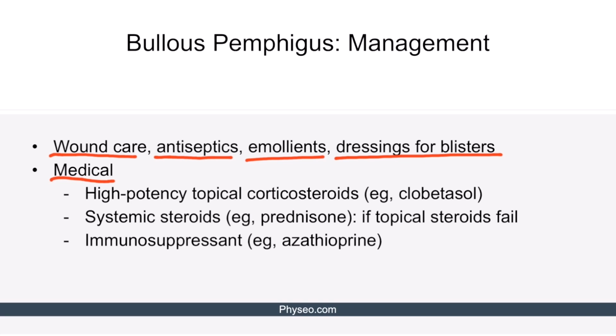Systemic steroids such as prednisone can be used if topical steroids fail or are difficult to apply, although they are not considered to be more effective. Immunosuppressants such as azathioprine may also be required in extensive cases.